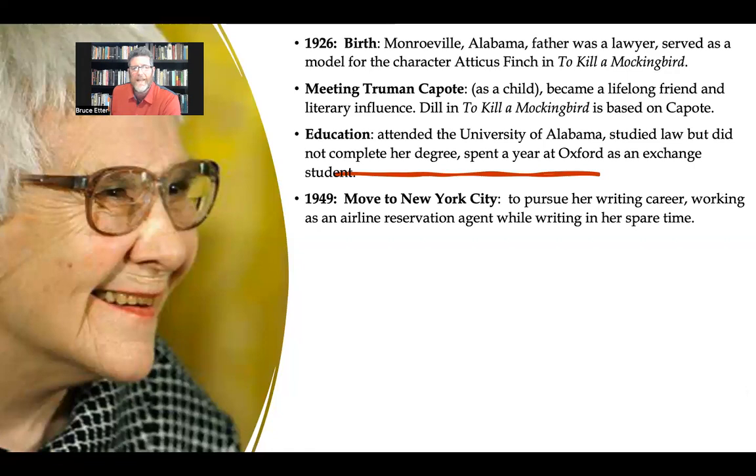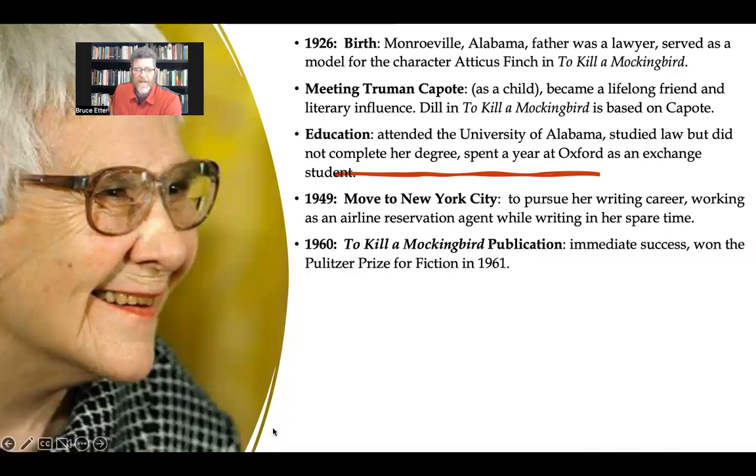But in 1949, so do the math here, friends, 23. So she's 23 years old at this point, and she decides that she really wants to get her writing career off the ground. She moves to New York City. She did various and sundry things to pay the bills, including working as an airline reservation agent, and then she was writing in her spare time. Now, notice the date there, 1949. We're getting a little bit closer to the publication date. There it is, To Kill a Mockingbird, 1960.